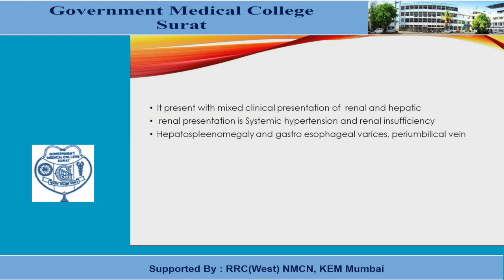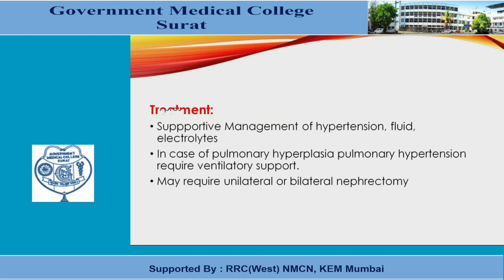It presents with a mixed clinical presentation of renal and hepatic. Renal presentation is systemic hypertension and renal insufficiency, presenting with ARF. Hepatosplenomegaly, gastroesophageal varices and periumbilical vein varices are present in hepatic presentation. In treatment, there is supportive management of hypertension, fluid and electrolyte correction. In case of pulmonary hypoplasia, they may require respiratory or ventilatory support, and mostly may require unilateral or bilateral nephrectomy and renal transplant.